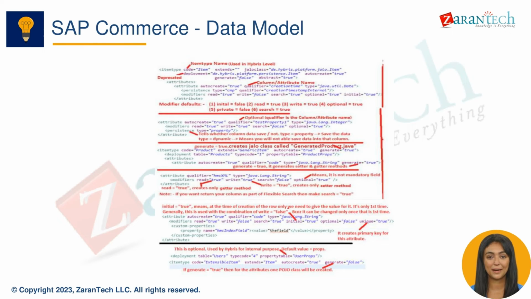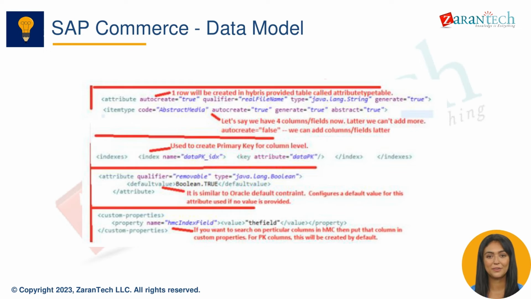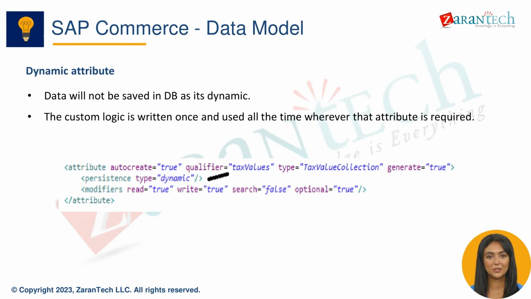Modifiers allow controlling attribute access. Read-only, only getter. Write-only, only setter. Optional, not mandatory. This helps in designing the item types appropriately. This provides flexibility for database design. Dynamic attributes do not persist in the database. Instead, custom logic implements the attribute.